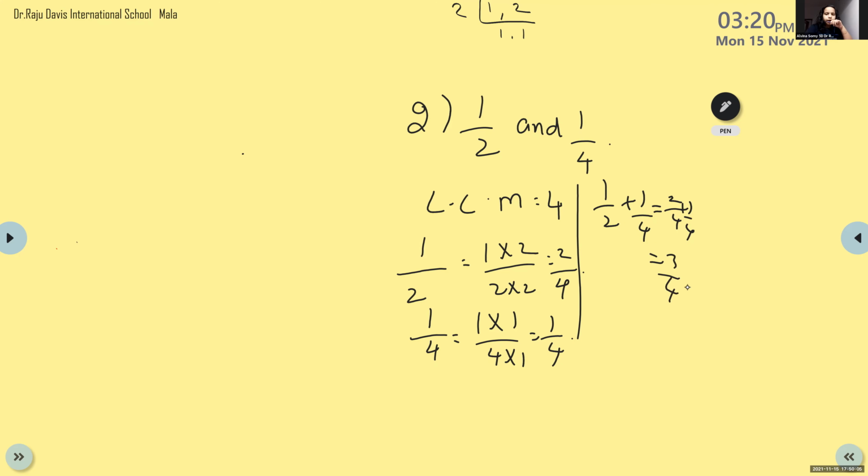Ma'am, we will divide the denominator with the LCM. Yes, the denominator LCM is 4. You have to divide by this number here. What is the number here? It is 2. So 4 divided by 2, you will get 2. The next step, you can write 1 into 2 divided by 2 into 2. 1 into 2 is 2, 2 into 2 is 4.